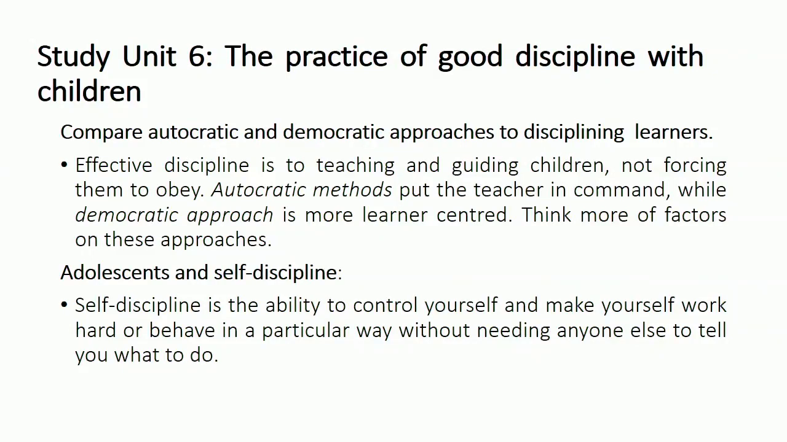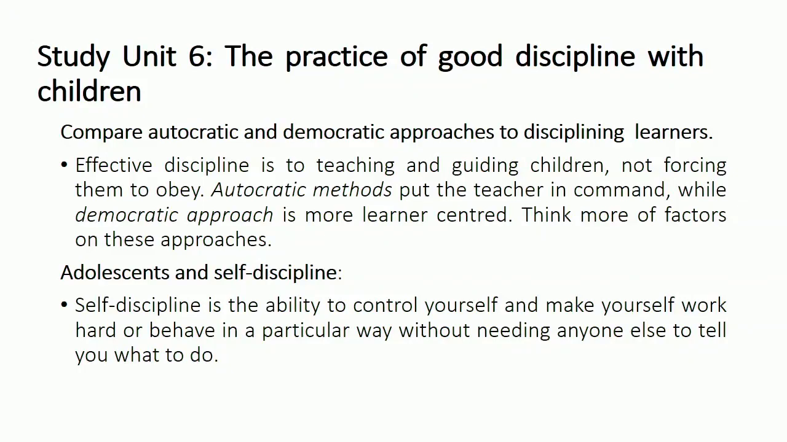And then we quickly look at good discipline, the practice of good discipline within a learner, within the children. That is now Unit 6. We are required to compare the autocratic and democratic approach to discipline of learners. Effective discipline is teaching and guiding children, not forcing them to obey. Autocratic puts the teacher in command, while the democratic is more learner-centered. With the autocratic, the teacher has a say and the children have no say, while with the democratic, everybody is able to say something.